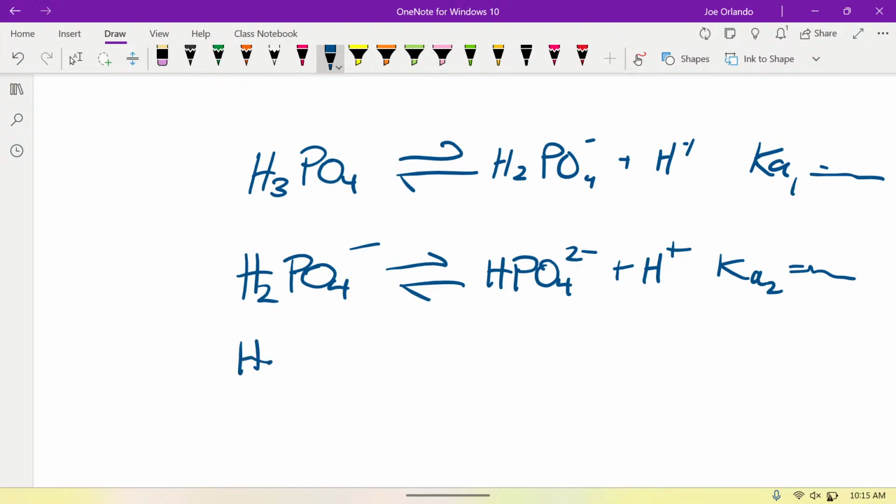And we would have HPO4 2 minus, and it could lose its own proton and give us PO4 3 minus and another H plus.